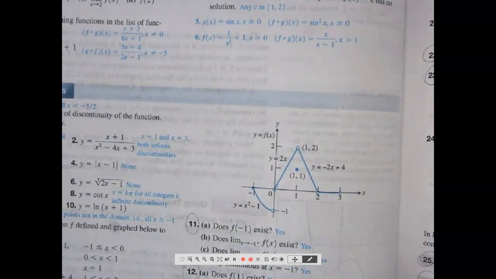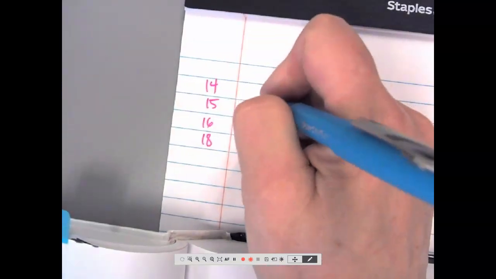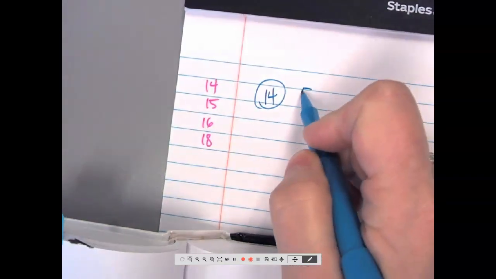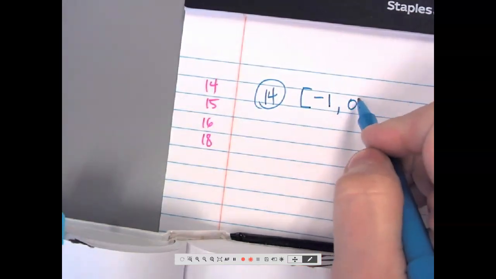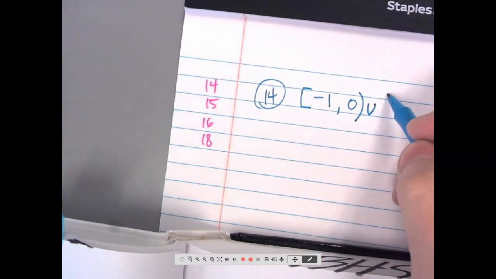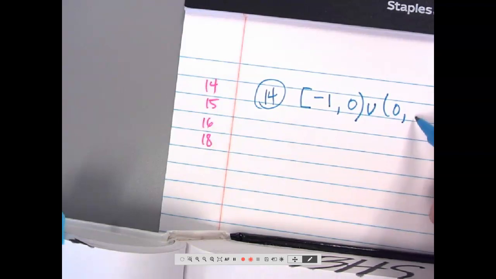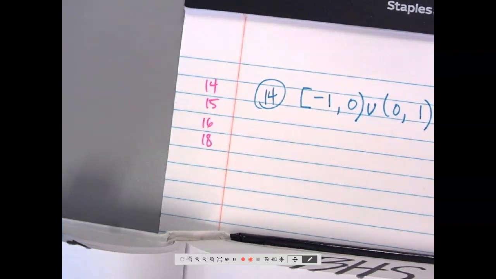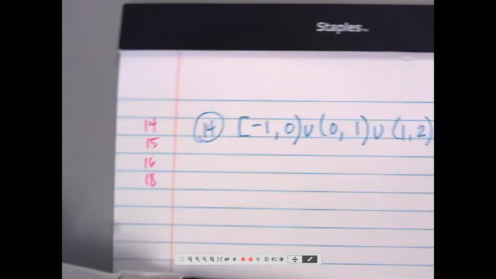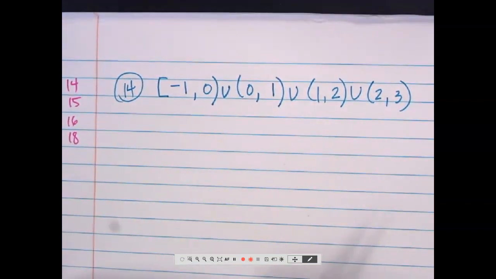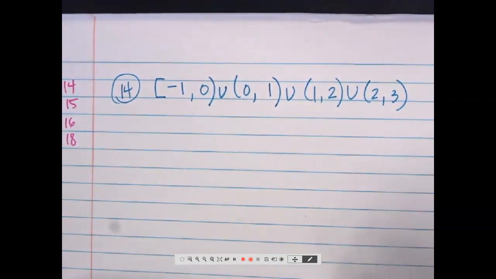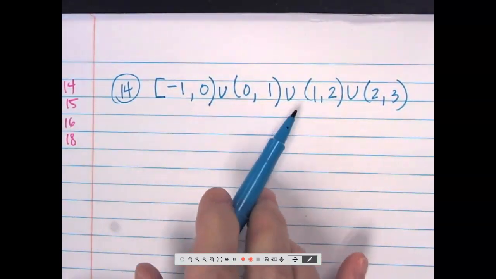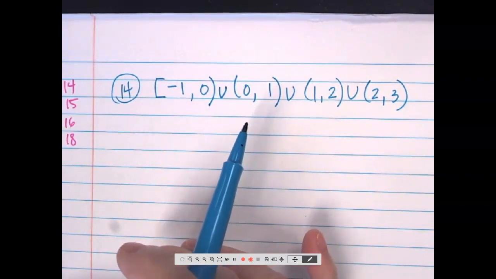First of all, I could do each little individual section, use interval notation with unions between them. So, for example, I would say from -1 to 0, union, 0 to 1, union, 1 to 2, union, 2 to 3. So that's one way of saying where it is continuous. And notice that the only bracket I have is at -1 because all of these other places where I have a break, there are open circles.